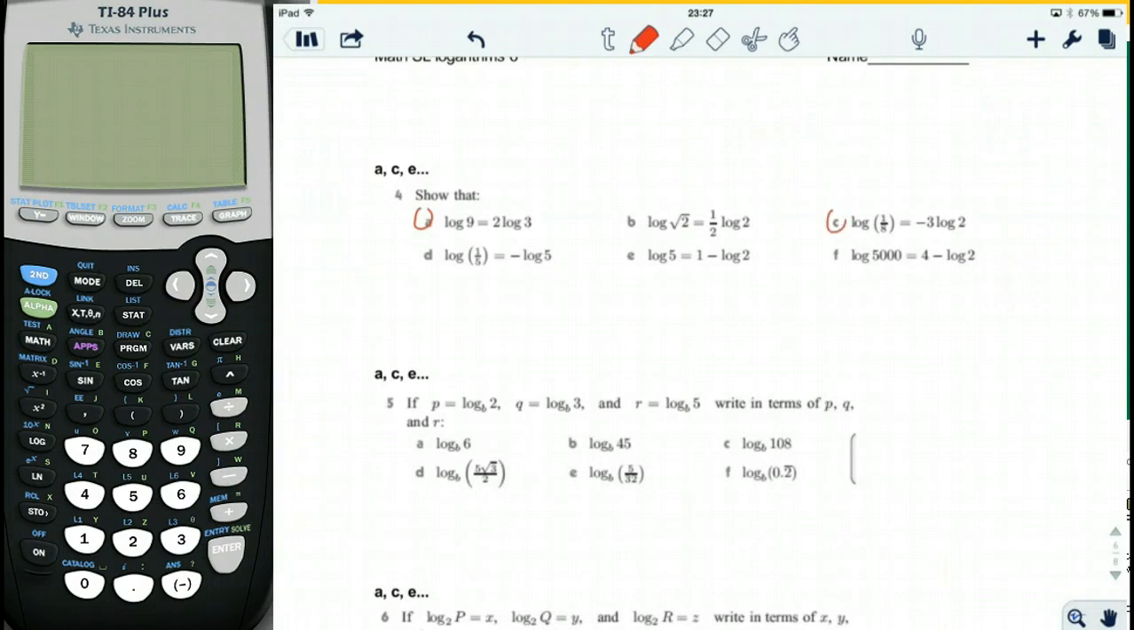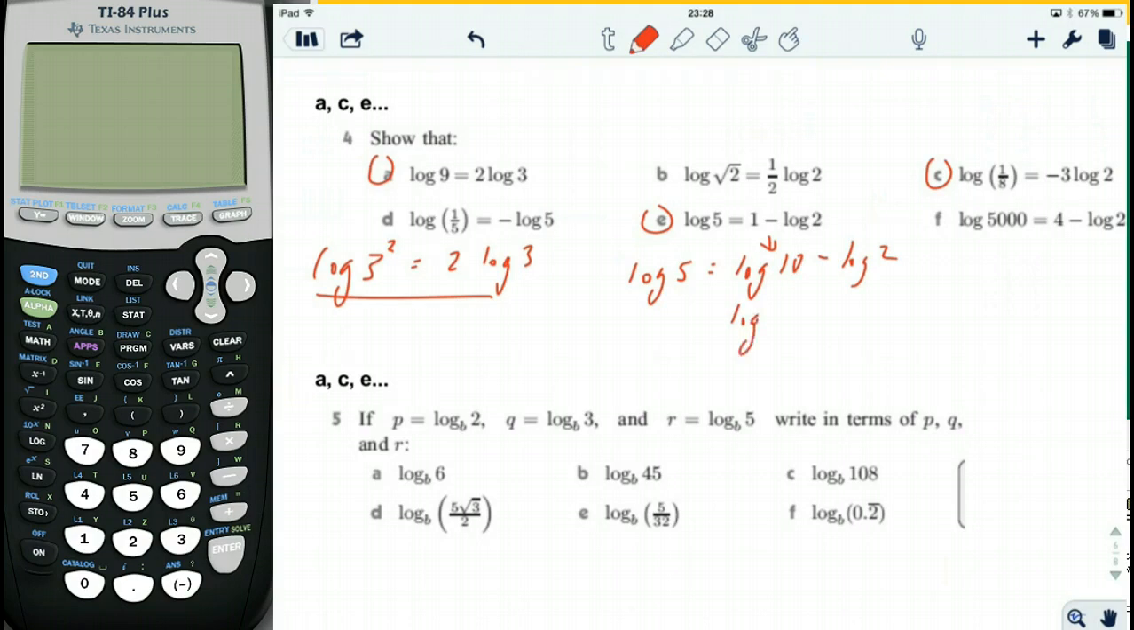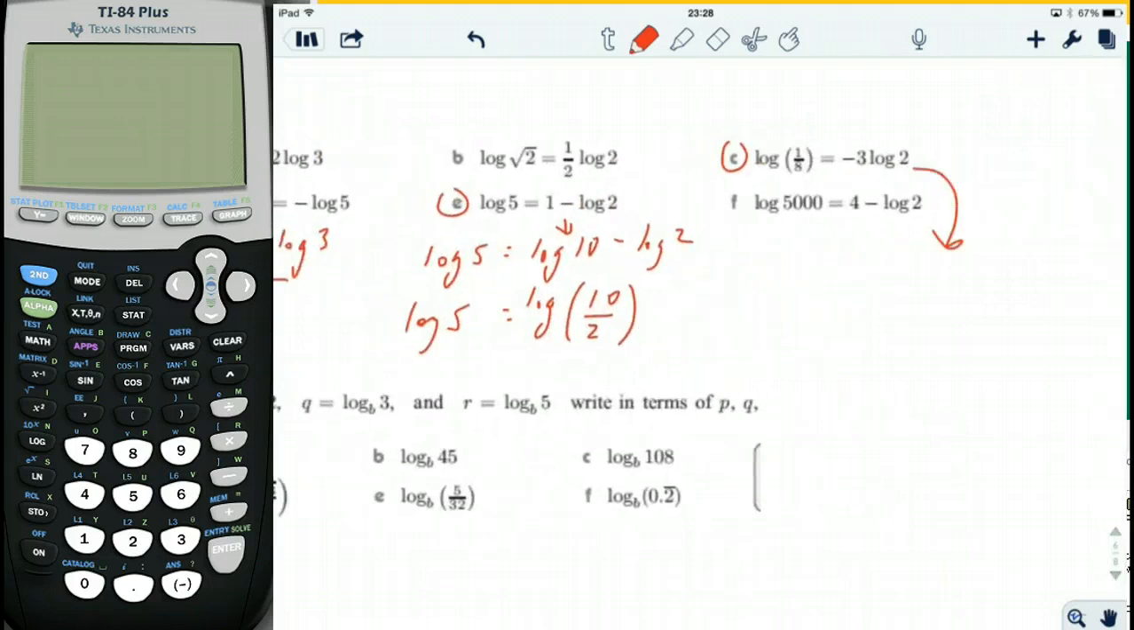Next one, we're doing ACE of this. Log of 9 is the same as log of 3 squared. And then we've just shown it with the rule that we have above. Log of 5 is equal to log of 10 minus log of 2. Log of 10 minus log of 2 is equal to the log of 10 divided by 2, which is the same thing as log of 5. Now this one. Log of 1/8 is the same as log of 2 to the negative 3rd, which is, the rule tells us. We've just shown that too.